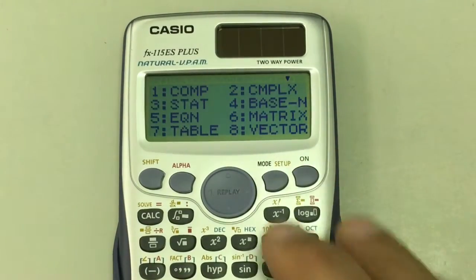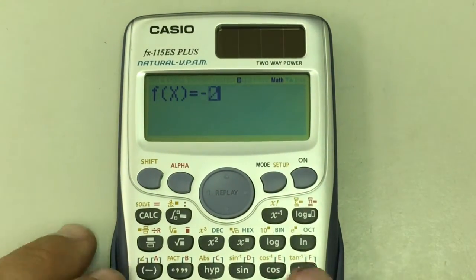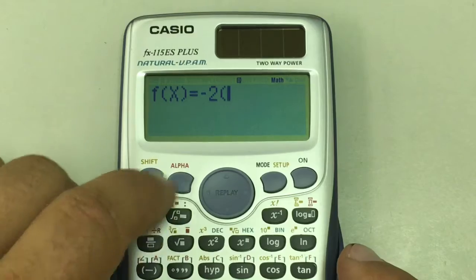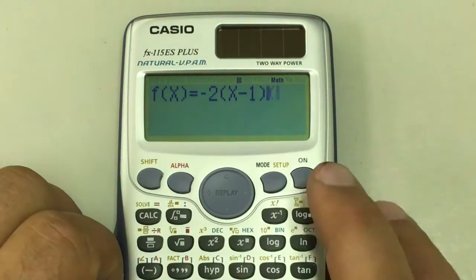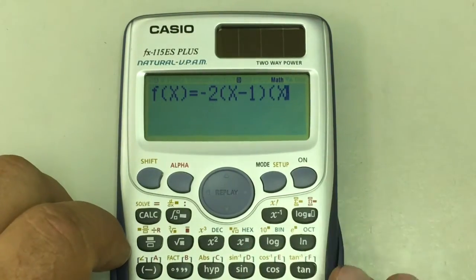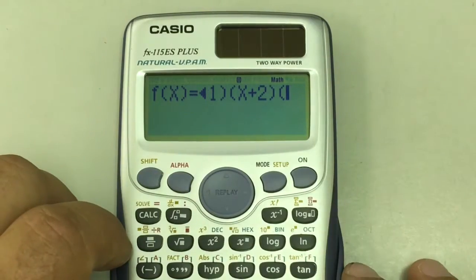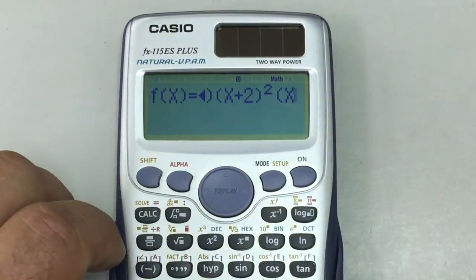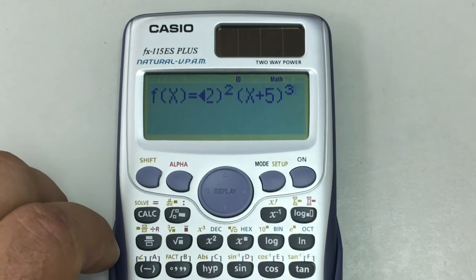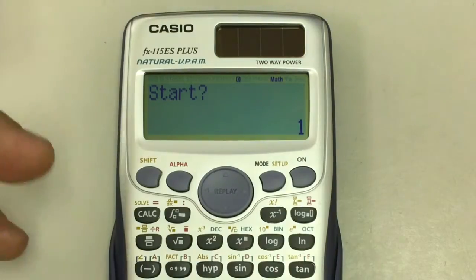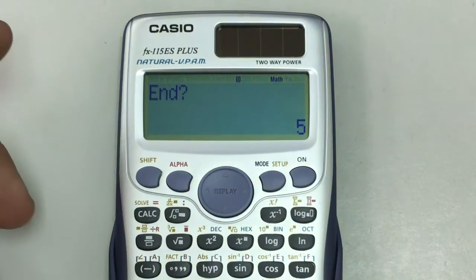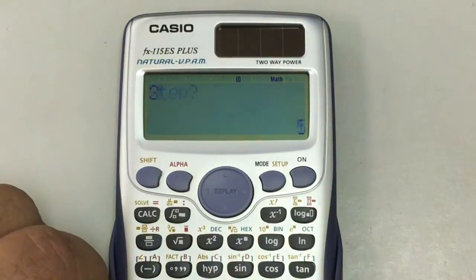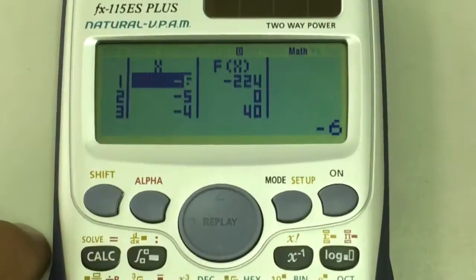And I'm going to type in mode 7, and I'm just going to type it in like it looks, -2, parentheses, x minus 1, x plus 2. Whoops, that's an x plus 2 squared, cubed, and there it is. I'm going to hit equals, equals. I'm going to start at -6, end at 2. Step by 1, and it gives me all the values.